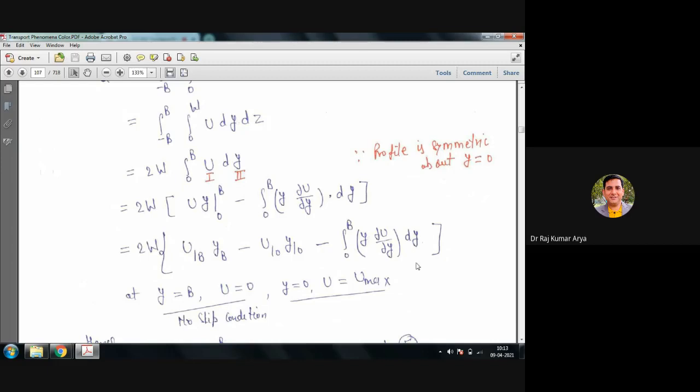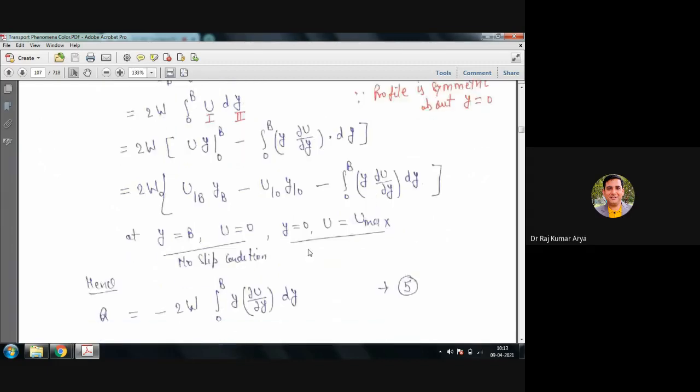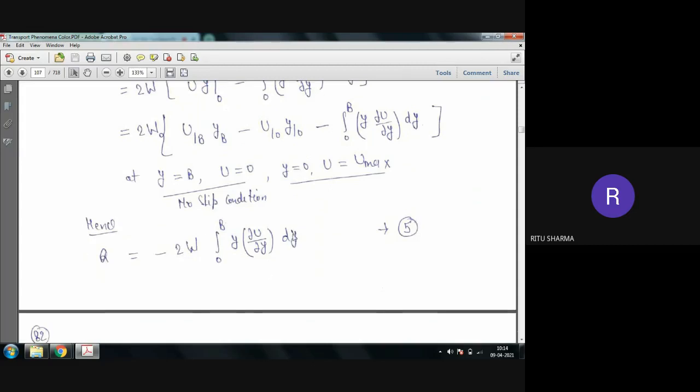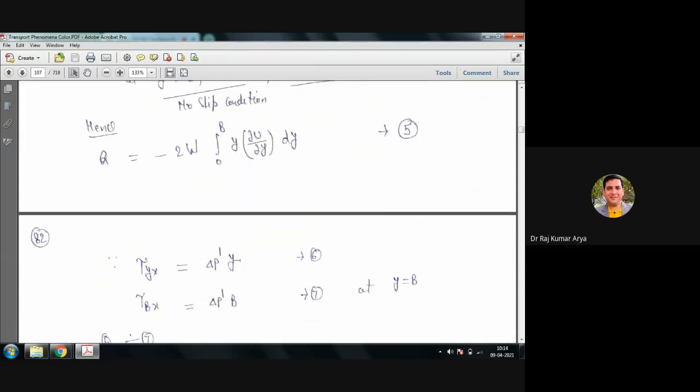So you are left with only this term: y del u upon del y into dy. Now we can integrate it. So you have this relation tau by x equal to delta p dash y. At the wall, at y equal to b, you can write tau bx equals delta p dash, with the corresponding y being b.